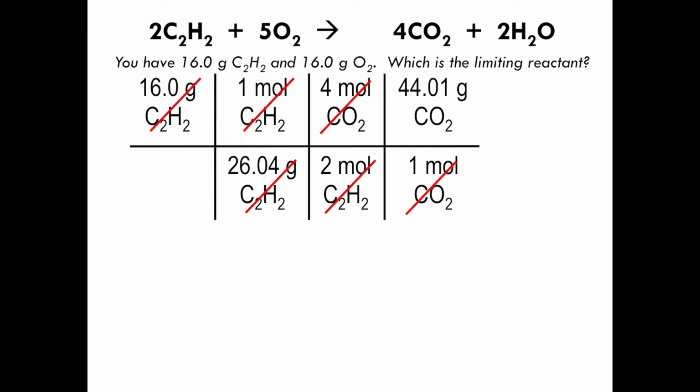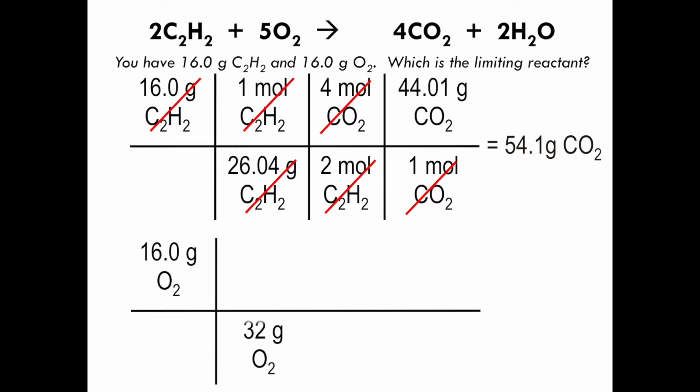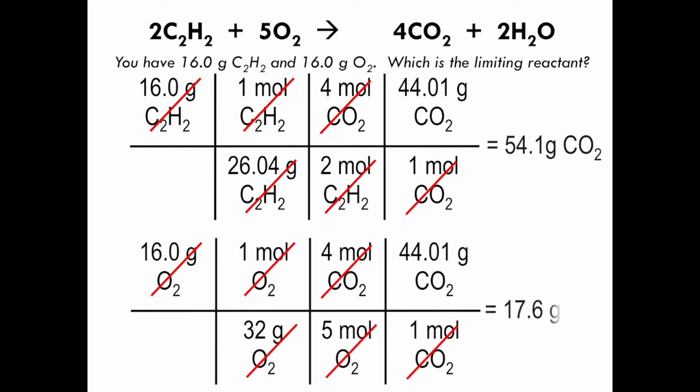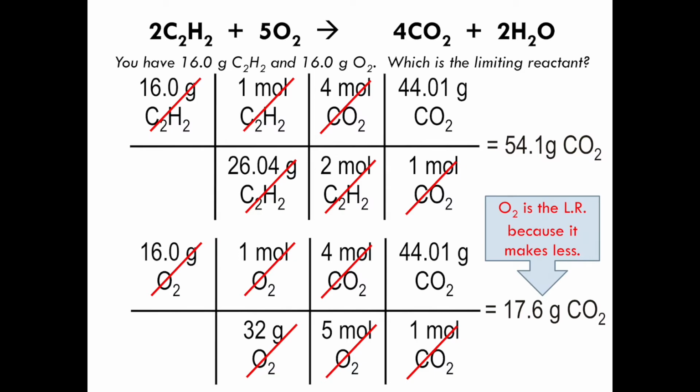We find out that with 16 grams of C2H2, and if we had all the O2 in the world, we would make 54.1 grams. But we don't. We only have 16 grams of O2. So we've got to calculate and see if that's going to limit us. Convert that to moles. Moles to moles, and back into grams. So in this case, I can only make 17.6 grams of CO2. So which is the limiting reactant? It's the O2. The O2 is the limiting reactant because it makes less.